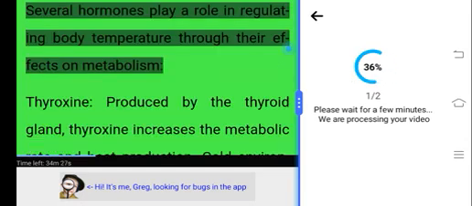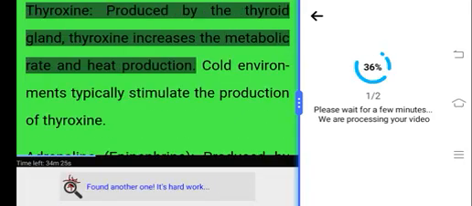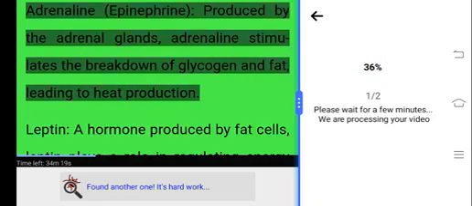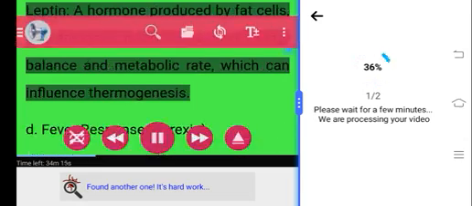C. Hormonal regulation. Several hormones play a role in regulating body temperature through their effects on metabolism. Thyroxine, produced by the thyroid gland. Thyroxine increases the metabolic rate and heat production. Cold environments typically stimulate the production of thyroxine. Adrenaline, epinephrine, produced by the adrenal glands. Adrenaline stimulates the breakdown of glycogen and fat, leading to heat production.